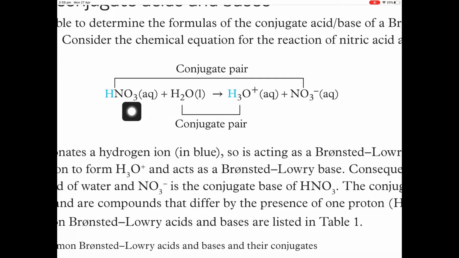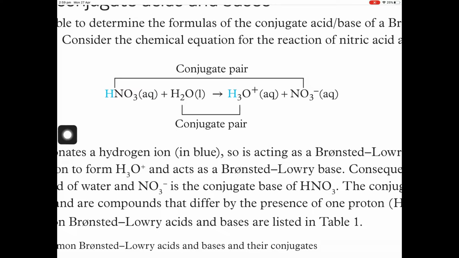Sorry, here we go. The HNO3, the nitric acid, loses its proton to water. Water, when it gains that H+ ion, the proton, becomes a hydronium ion. The nitric acid, because it loses its proton, becomes the nitrate ion. That's the nitrate ion there.